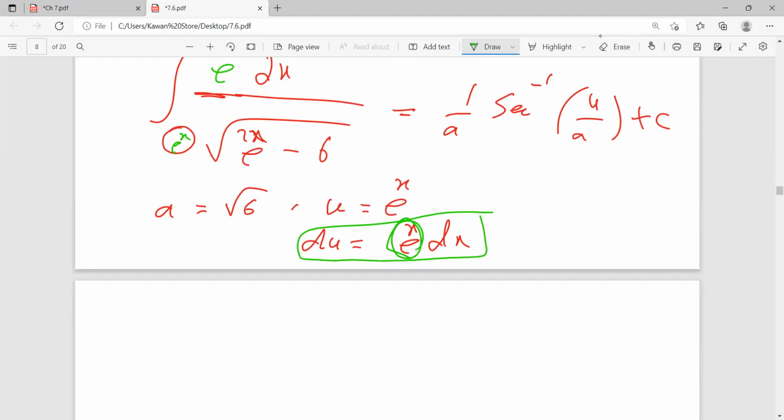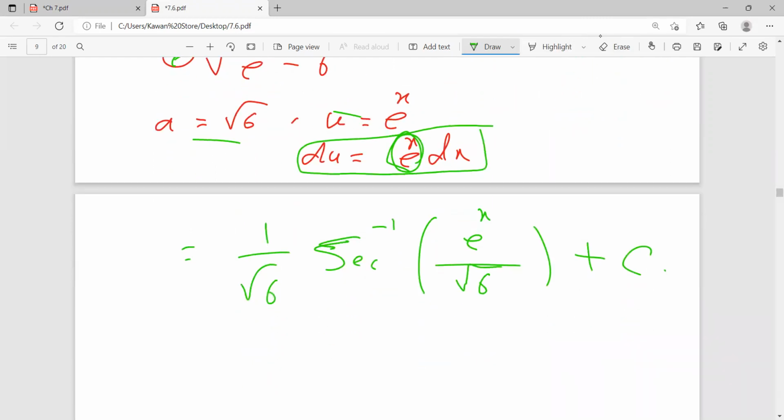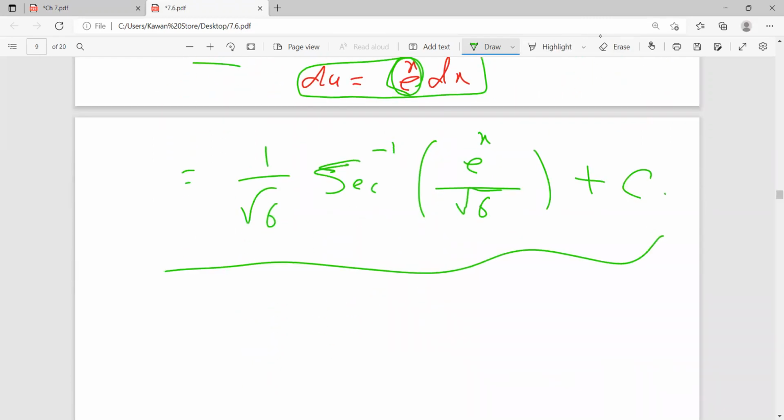So that's why I say it is equal to 1 over square root of 6 sec inverse u over a plus c. You got it? Any question? Good.